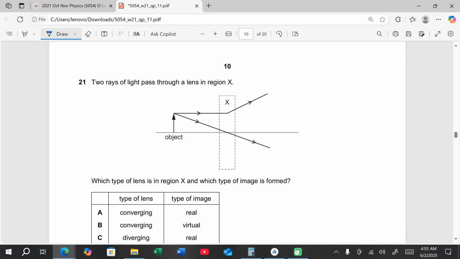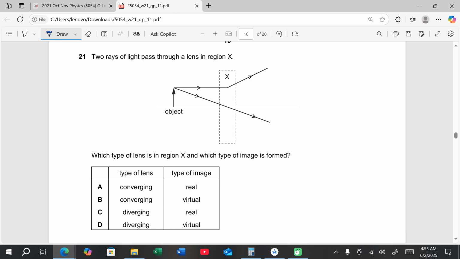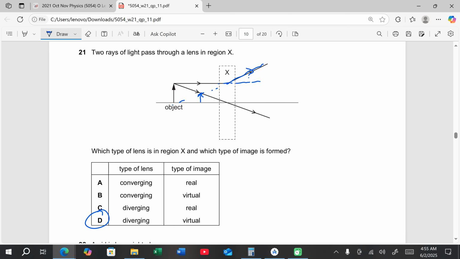Two rays of light pass through the lens in region X. Which type of lens is region X? It has to be diverging, because rather than going straight, it is diverging. And when you backtrack this, it's going to form an upright image, and an upright image is always virtual. So it is virtual and diverging. Remember one thing: whenever your image is inverted, that is a real image. Whenever your image is upright, that is going to be virtual.